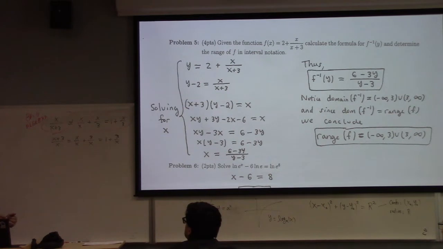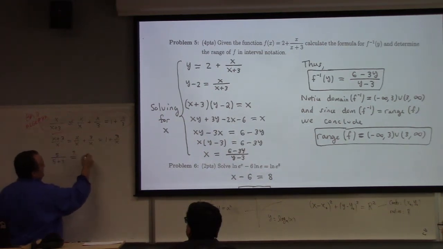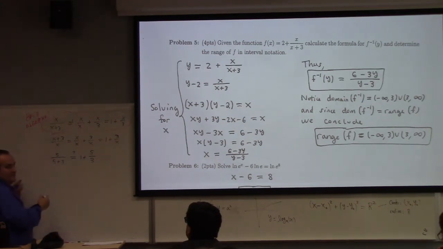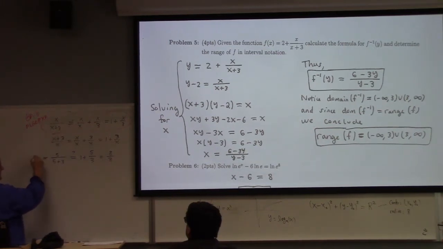If you have that feeling, check yourself. How do you check yourself? Well, put some numbers in, right? So if I try 5 over 5 plus 3, is it equal to 1 plus 5 over 3? Does it actually work if I put x equal to 5? Well, 1 plus 5 over 3 is 8/3, yeah? But this is 5/8, right? So it doesn't work for one value, it won't work for all values, right?